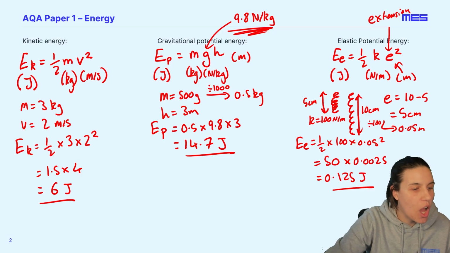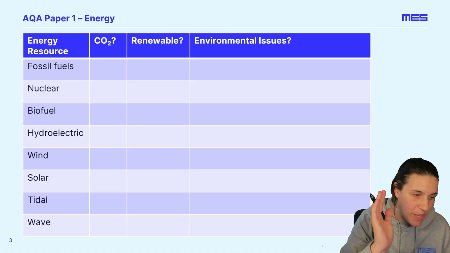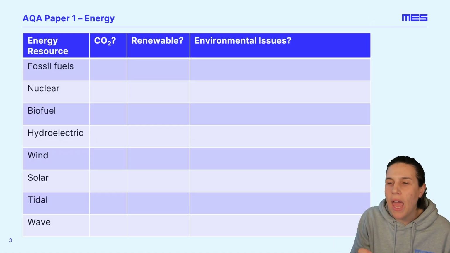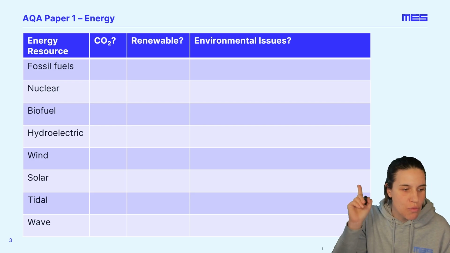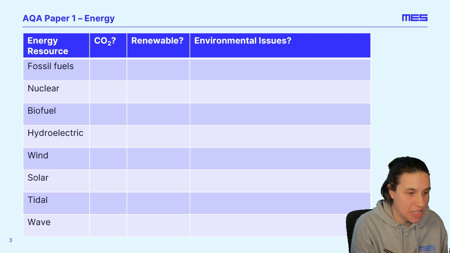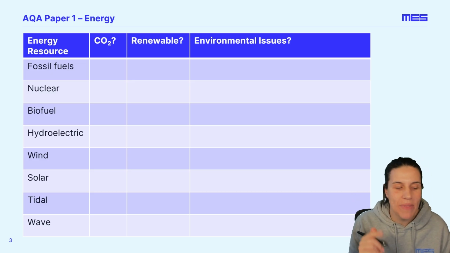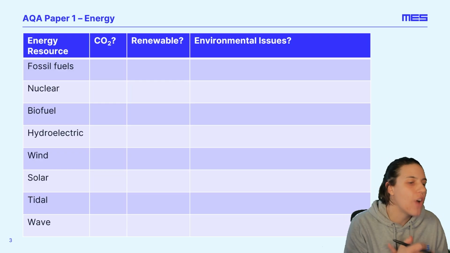So that's how we use our three basic equations for energy: kinetic energy, gravitational potential energy, and elastic potential energy. Now, the final bit about energy that comes up quite a lot is about energy resources. So how do we make electricity? And what you need to know about them is, do they produce CO2? Are they renewable? And what are the environmental issues with them?